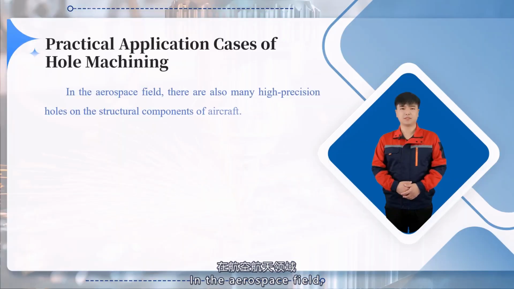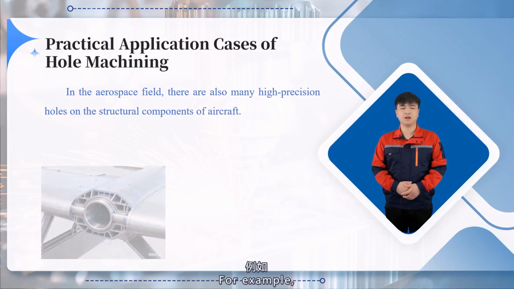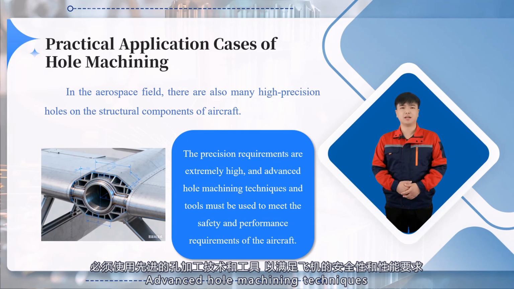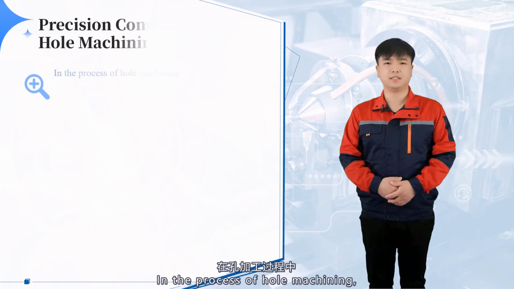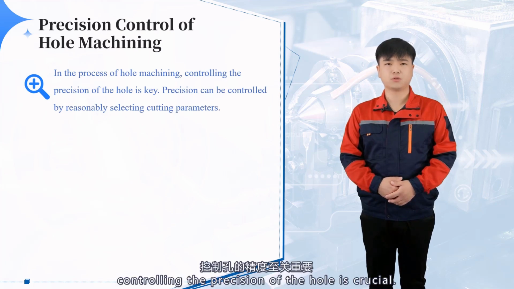In the aerospace field, there are also many high-precision holes in the structural components of aircraft. For example, the connection holes on airplane wings require extremely high precision. Advanced hole machining techniques and tools must be used to meet the safety and performance requirements of the aircraft. In the process of hole machining, controlling the precision of the hole is crucial.